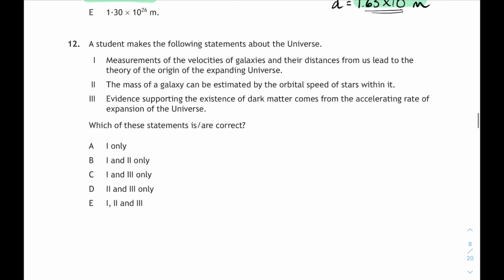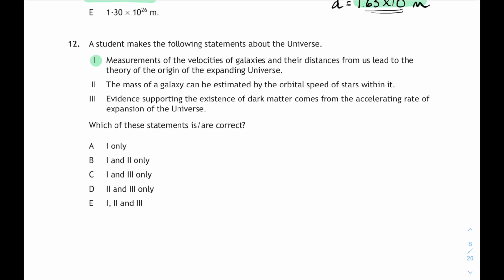Question 12, triple statement question. A student makes the following statements about the universe. Statement 1: measurements of the velocities of galaxies and their distance from us lead to the theory of the expanding universe. Well, that's true. The further away that a galaxy is, the faster it's moving away from us.